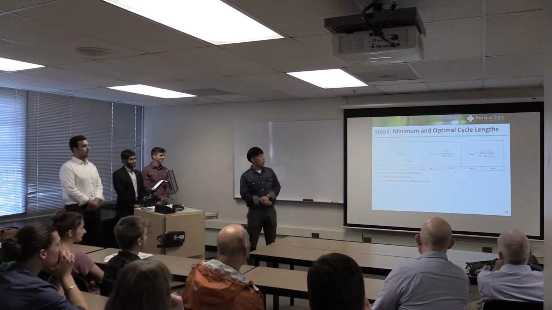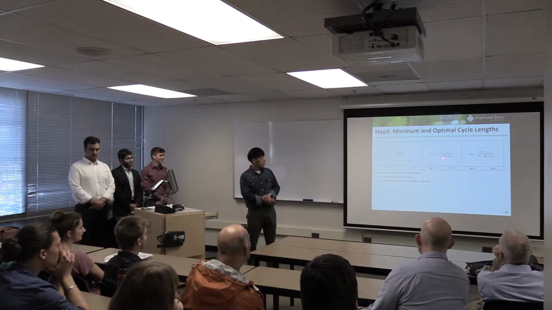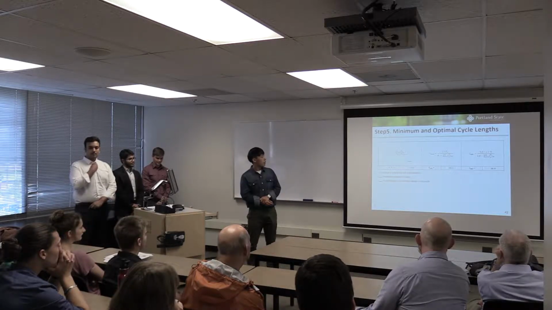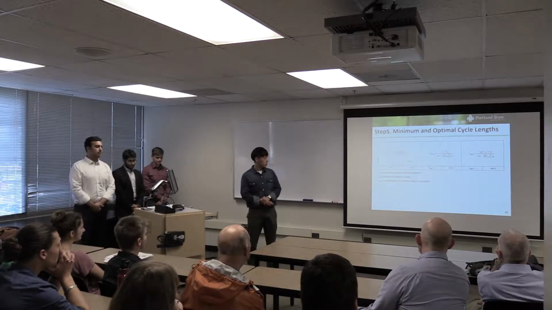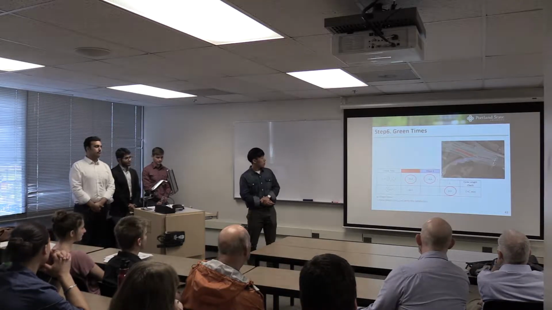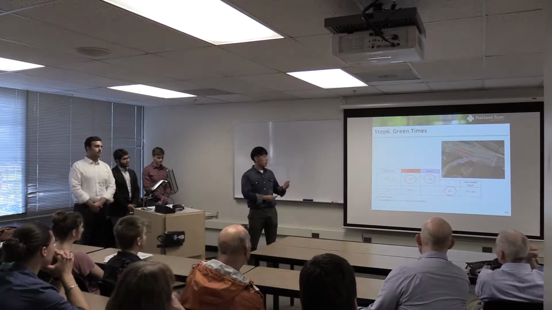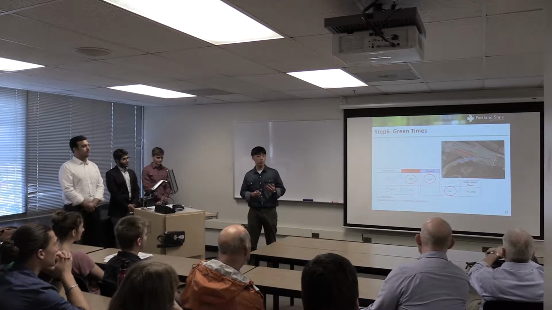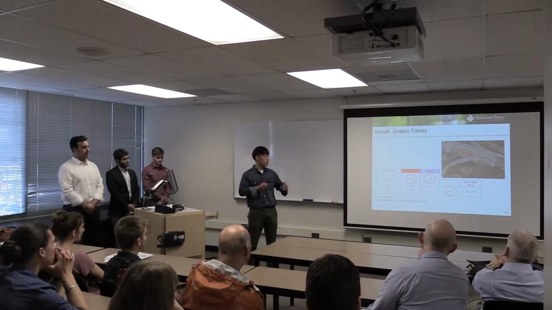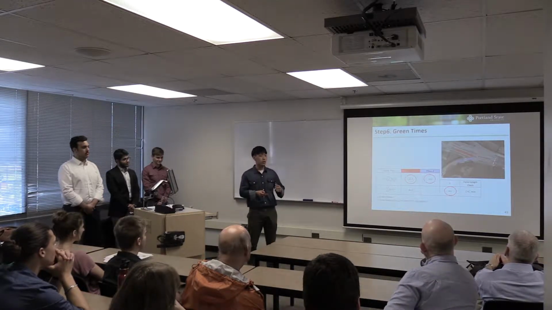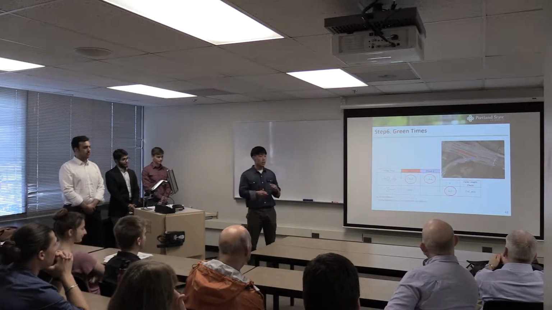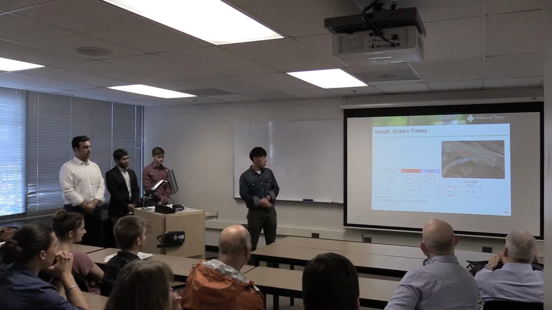Here's the minimum and optimal cycle length here. And then we calculated critical ratio for the intersection. After that, we calculated our green time. Everything has been performed with Excel spreadsheet, so we were able to put our different traffic volume and different saturation flow rates as we assumed, so we can easily calculate without making any changes.